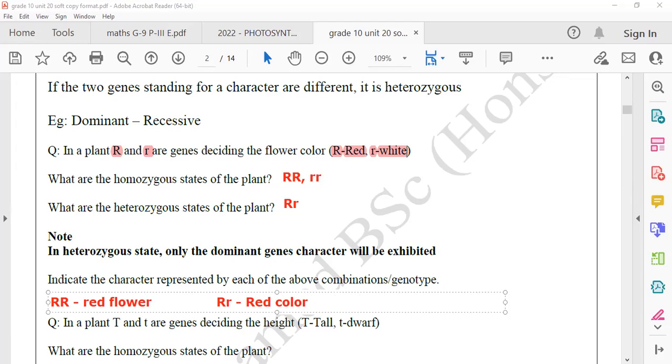Why? Capital R is dominant, so it will come out. It will not allow the simple r to come out. Suppose simple r, simple r means white. What kind of flower will come? White color flower. Are you clear? Is it clear for everyone? Yes, sir. Good. Complete it.